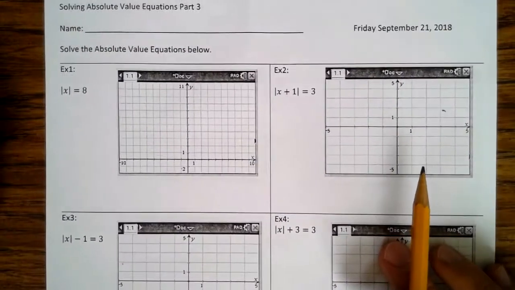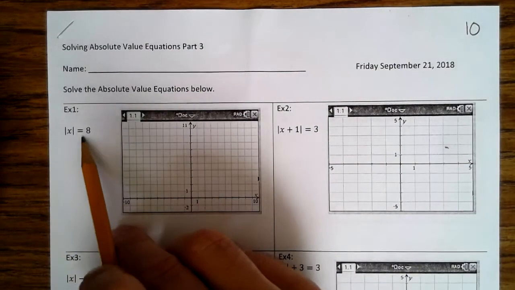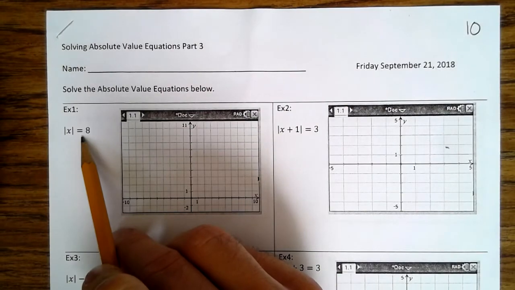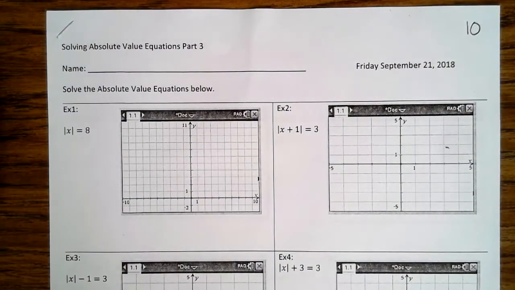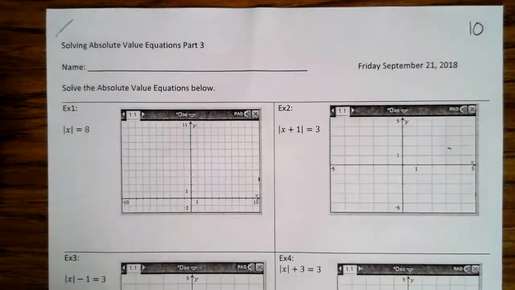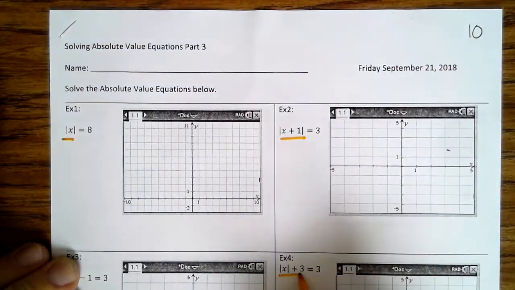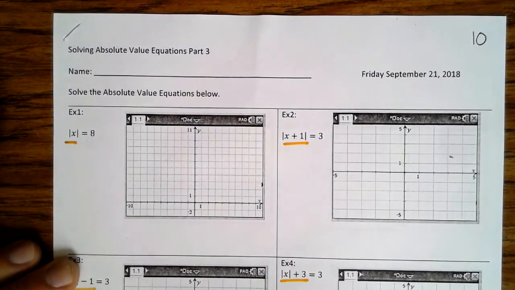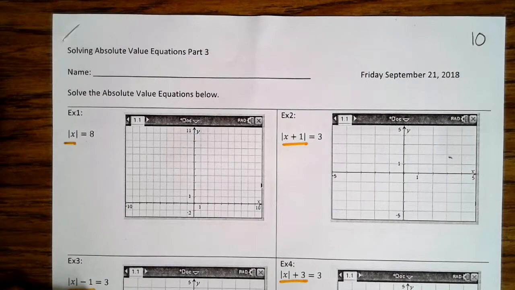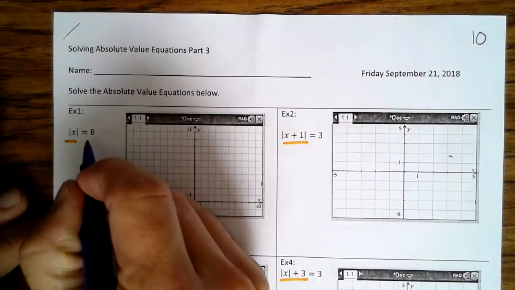All right, now let's look at the examples. And again, these examples are going to be on page 10. Solve the absolute value equations below. Okay, so first step is isolate the absolute value. It's isolated. Second step, you're going to graph the left side. I'm going to graph these in different colors. I'm going to graph the left in yellow. And I'm going to graph the right in blue.